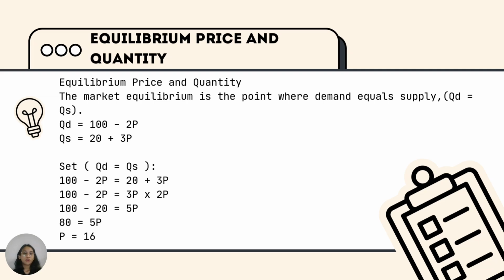100 minus 20, so 100 minus 2P equals 3P plus 20. Moving the 2P over, 100 minus 20 equals 5P, and 80 equals 5P, and for P we got 16.